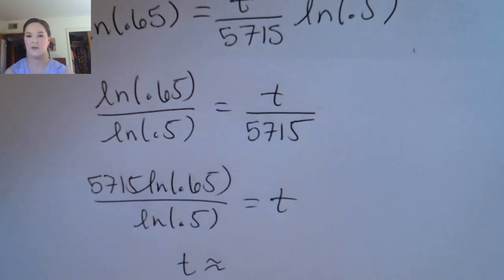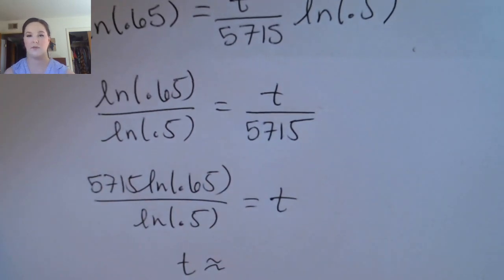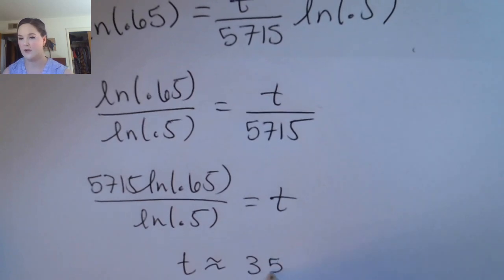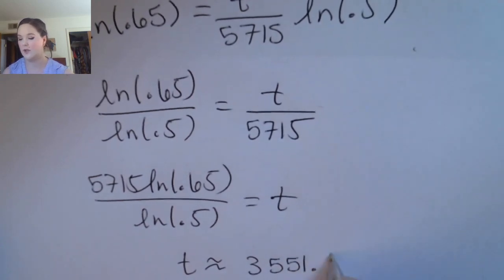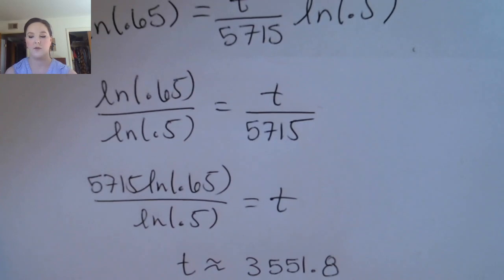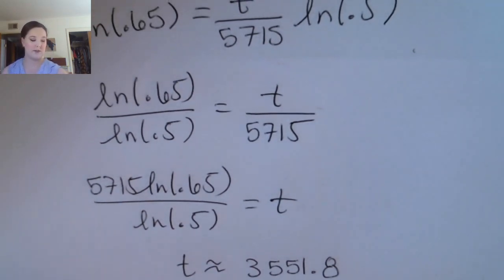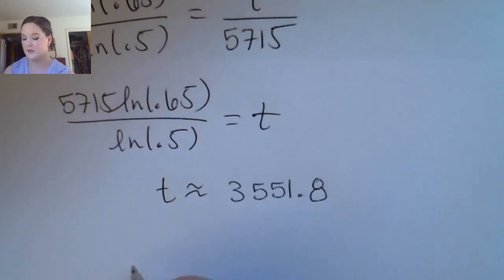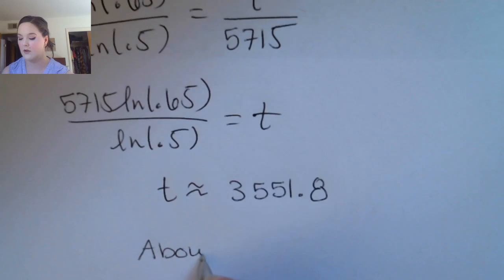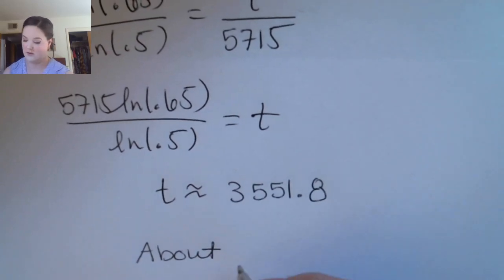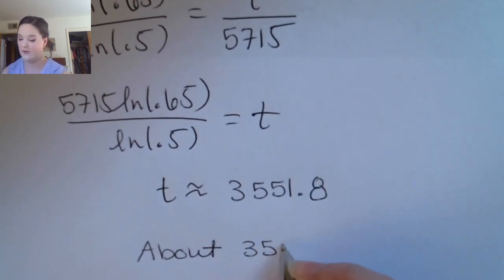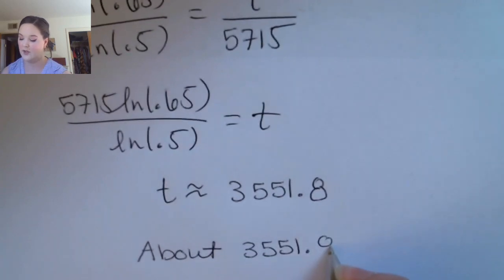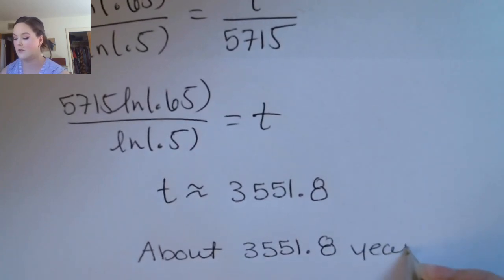We're going to plug this into our calculator to get an approximate answer. And I got 3,551.8. So don't forget to write your sentence answer. This says, how long ago was it turned into charcoal? So we would say about 3,551.8 years ago.